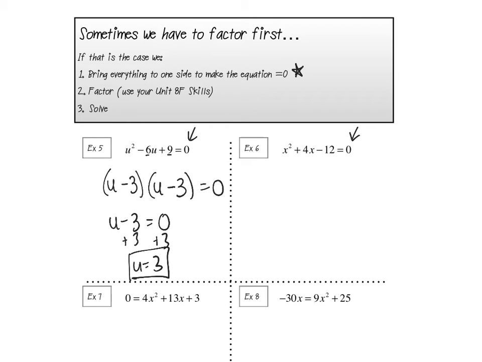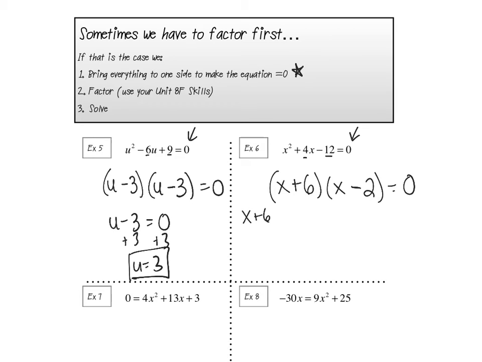Now we're going to factor again in example number 6. So if I factor again, I'm thinking of 2 factors of 12 that get you 4 when you add or subtract, so that would be 6 and 2. So open up your parentheses. X and X goes in the front. 6 and 2 goes in the back. And since it's a plus minus in your equation, then it's going to be plus the bigger, minus the smaller. Okay? Equals 0.